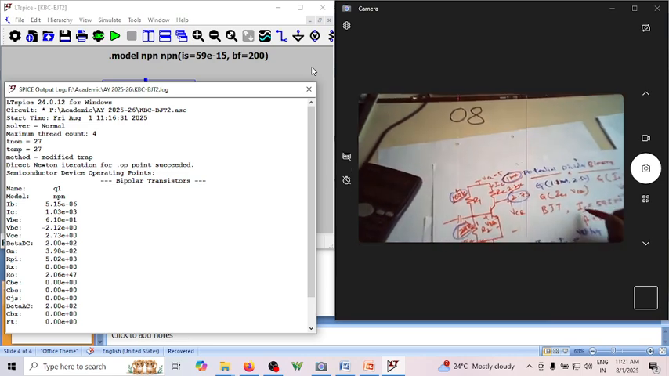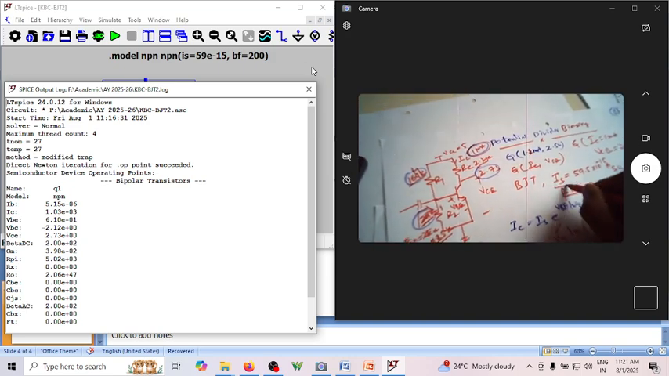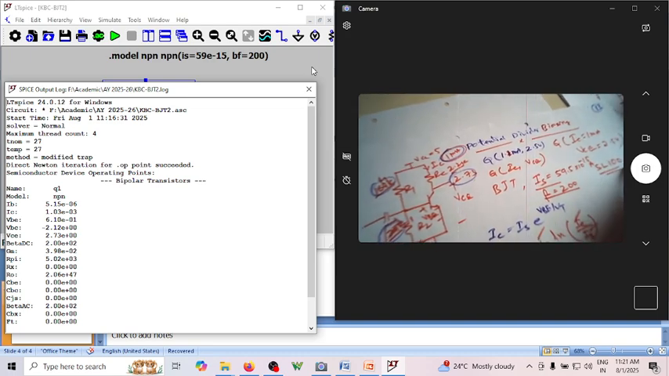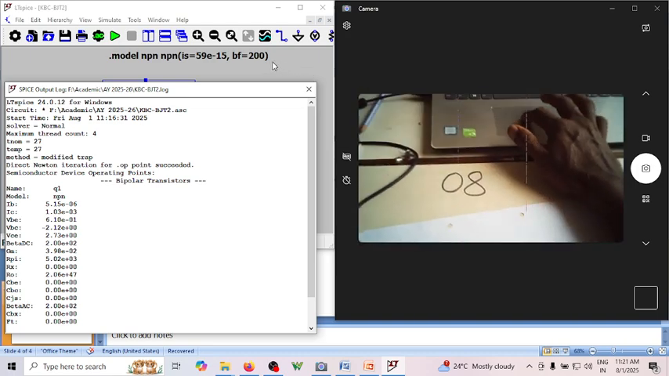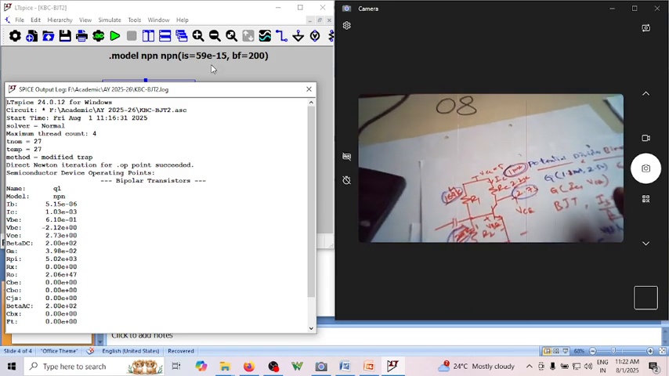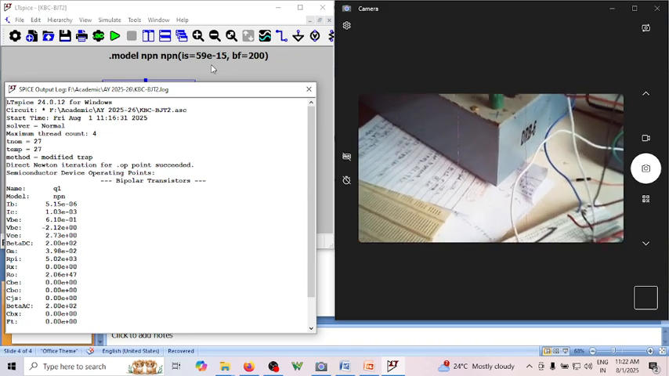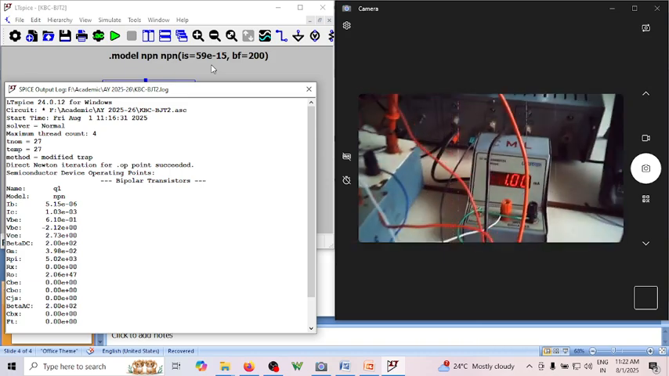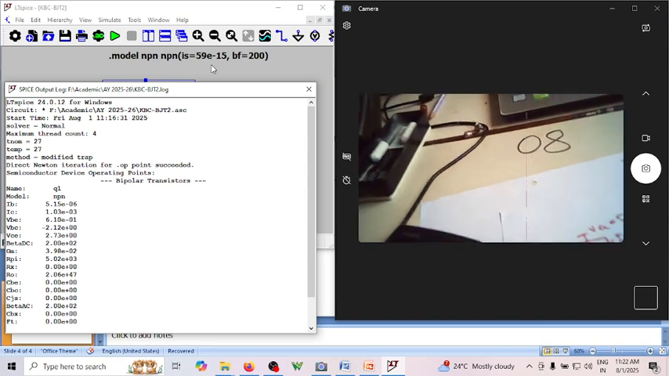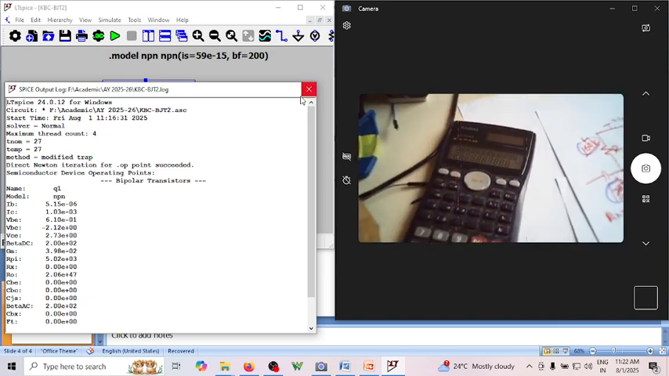Now why we could get all the values the same is because we have assumed the value of beta as 200, which is already measured, and the value of IS is 59.5 times 10 power minus 15. These are the measured values of this transistor, and the same value is used here also. Can you see here? The same value is used here. So whenever the same values are used in simulation, design, and in practice, there is no variation between the practical value, the design value and the simulation values. All of them will perfectly match each other.